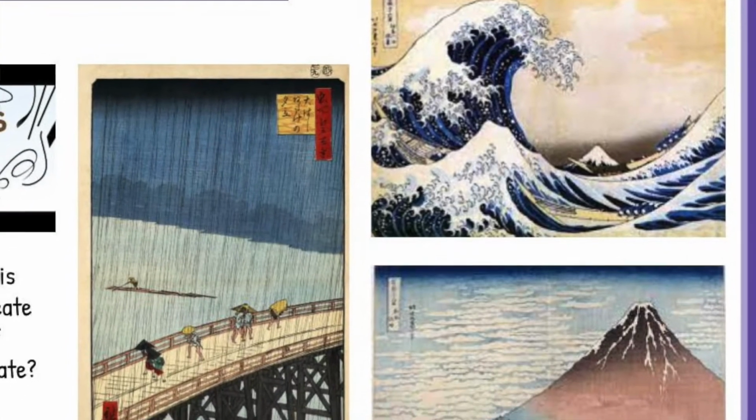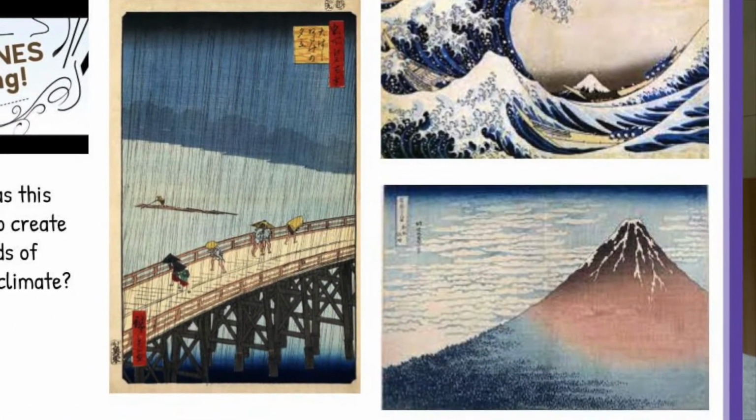Hey everybody! Today we're going to be taking a look at how artists use lines to create different kinds of weather. We're going to be using the artist Utagawa Hiroshige. I think I've said that name right. He's a Japanese artist and he lived a long time ago. And he used different kinds of lines to create his artwork about weather and climate.